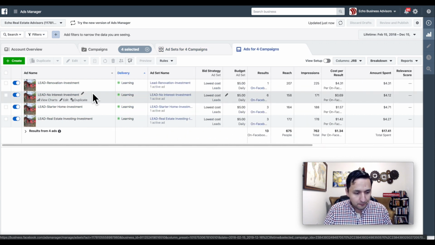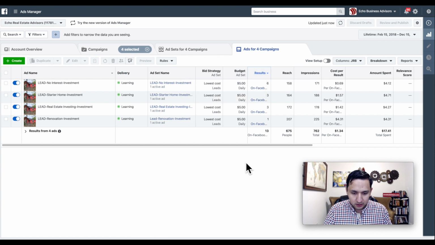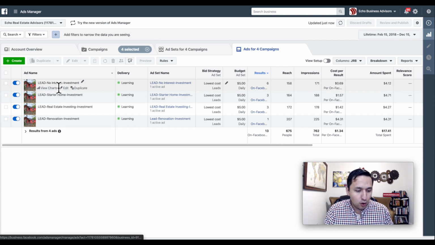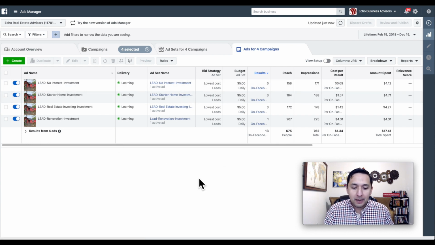So far, based off of the interest, let me filter based off of the results. We have a total of 13 leads in the bank, and we have a cost of $1.34. Total spent has been $17.41. So we haven't fully used our entire $20 budget because it hasn't had the complete runtime. And when we look at the breakdown so far, we see that the no interest campaign is running ahead of everybody else.